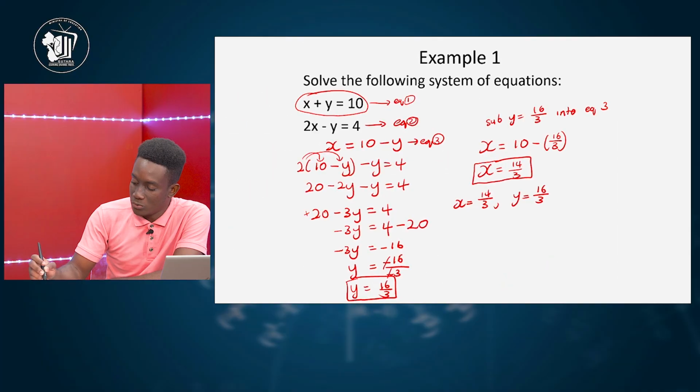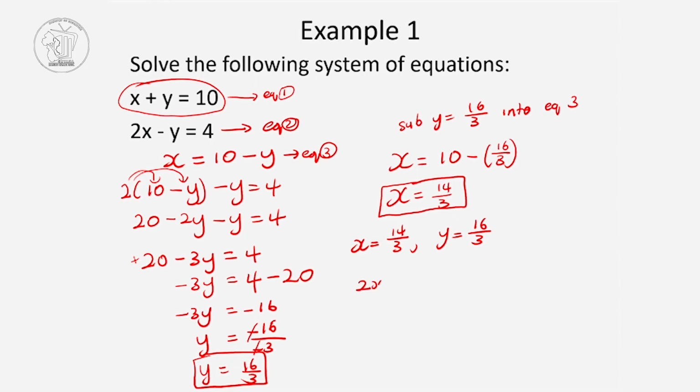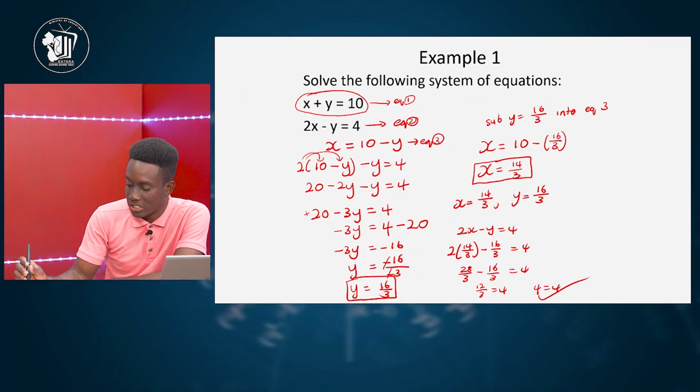So let's check equation 2. Equation 2 is 2x minus y is equal to 4. So it will be 2 multiplied by x, which is 14 over 3, subtract y, which is 16 over 3, should be equal to 4. So 2 times 14 over 3 will give you 28 over 3, minus 16 over 3 should be equal to 4. So 28 minus 16 would give you 12 over 3 is equal to 4. And 12 divided by 3 is 4. So 4 is equal to 4. So that checks out as well.